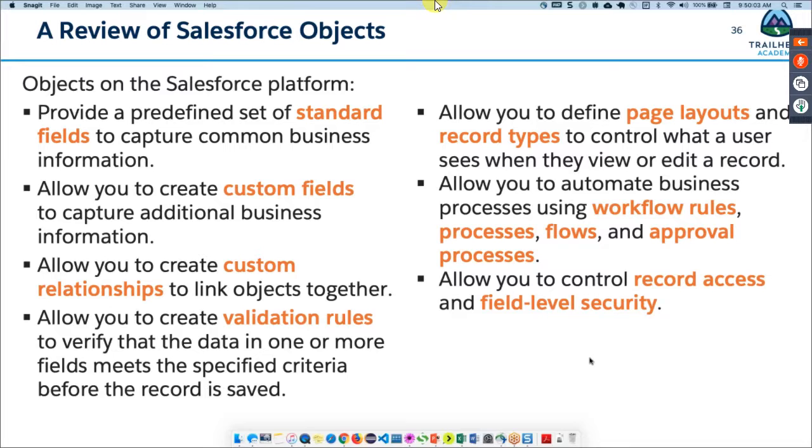If you were to get a brand new Salesforce org, what's inside of that thing? It's only going to be standard objects. It's only going to be standard fields. Once you start creating objects, once you start creating fields, those are going to be your custom objects and your custom fields. You can create relationships between them. You can create a relationship between two custom objects, between two standard objects, or between a standard object and a custom object.